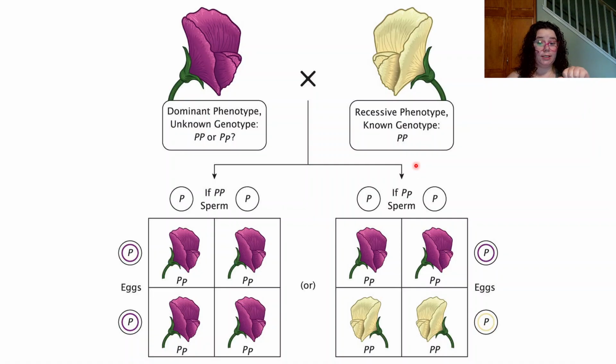What we would expect to see if this was two big p's, no, a big P and a little p, and then a big P and a little p, we would expect to get 50%. So 50% heterozygous, 50% homozygous.